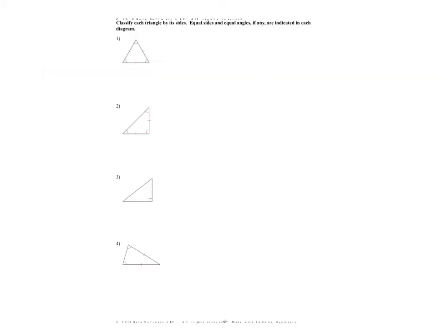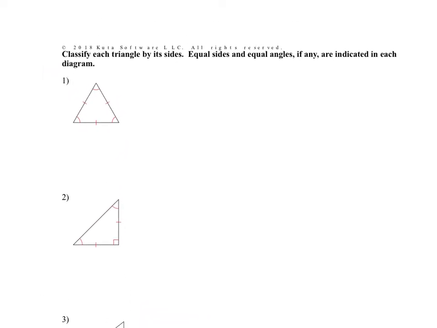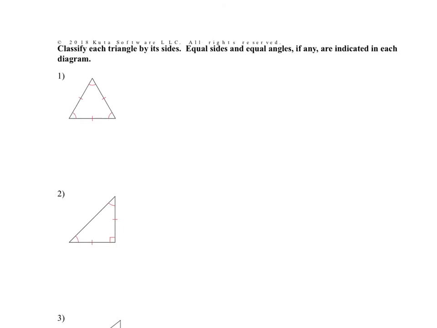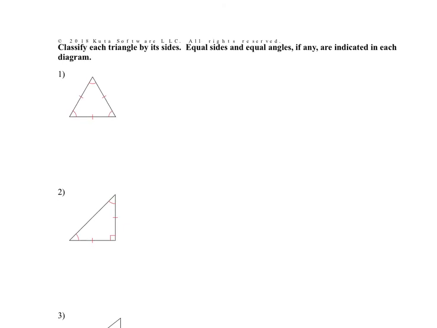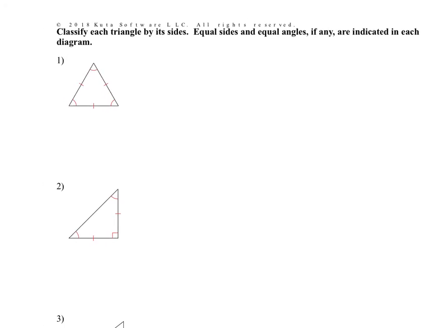Let's see, right here. I want to classify this triangle by its sides. Okay, so my first one is by its sides only. I'm classifying by its sides. So as you can see right here, I have all three sides congruent. So that means that this is an equilateral triangle, right?